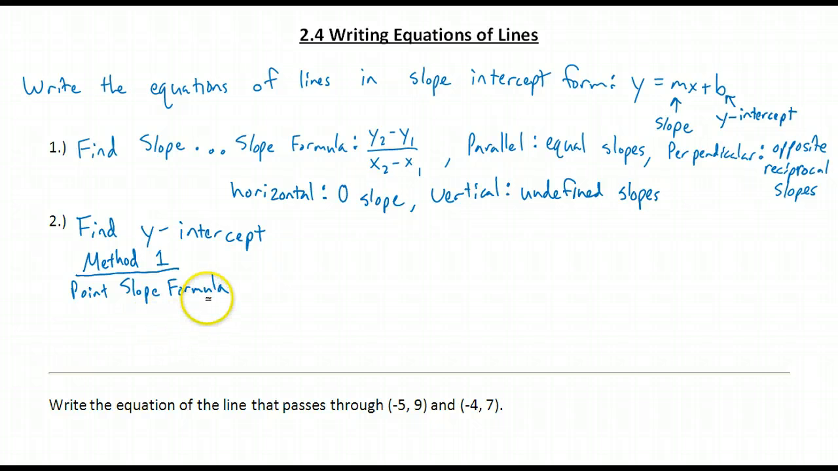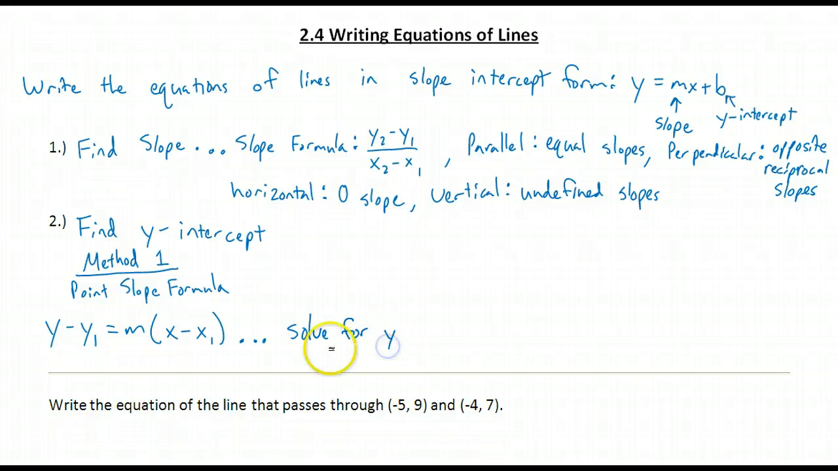The point slope formula looks like this. Y minus y1 equals m times x minus x1. Once we plug in our slope and one of the points that the line goes through, x1, y1, we need to then solve for y. And when we solve for y, our line will be written in slope-intercept form.